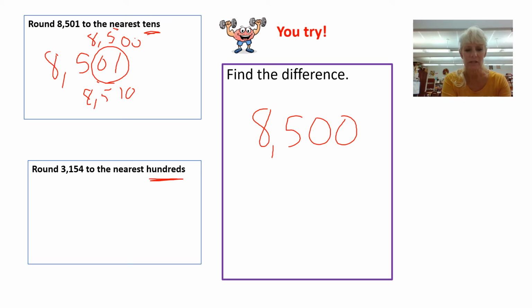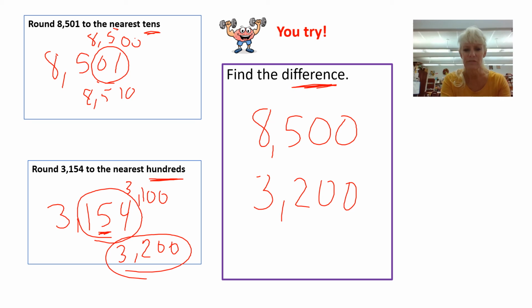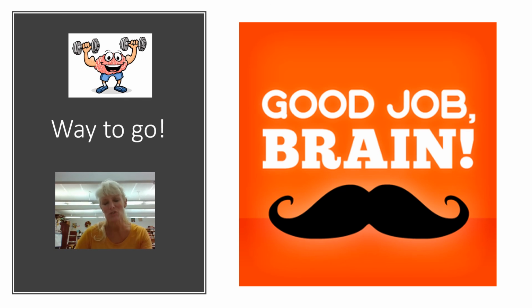And this was the nearest hundred, so 3,154. I'm looking at the hundreds right here. So I'm trying to decide, is that closest to 100 or closest to 200? I want to make sure I put my thousands in there. And I can see it's 50, which means we're going to bump up right here to 3,200. We want the difference, which means you should have subtracted. And if you subtracted, we didn't even have to borrow. It's 5,300.